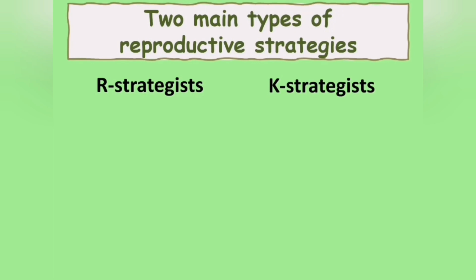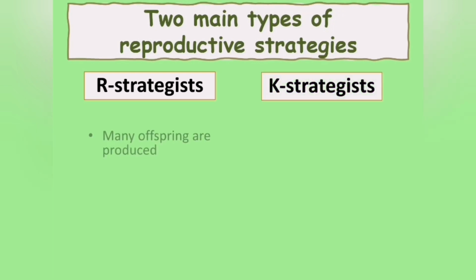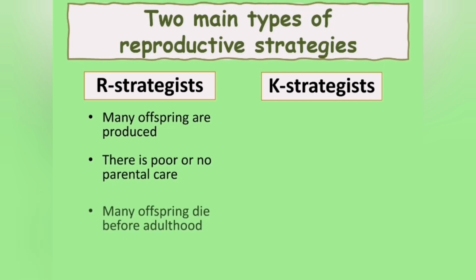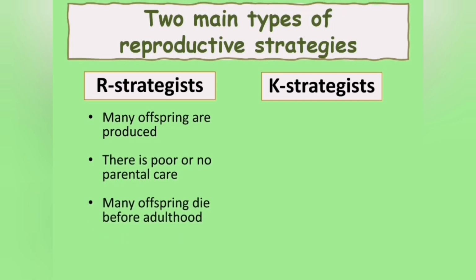Now, all reproductive strategies are basically divided into two main types, the R strategists and the K strategists. So some animals fall into the R strategist category, which means they produce many offspring, they lay many eggs or they have many babies, but sadly they have poor parental care or no parental care sometimes, which means because they don't care for their young, they will lose their young very quickly. Many of the offspring will actually die before adulthood.